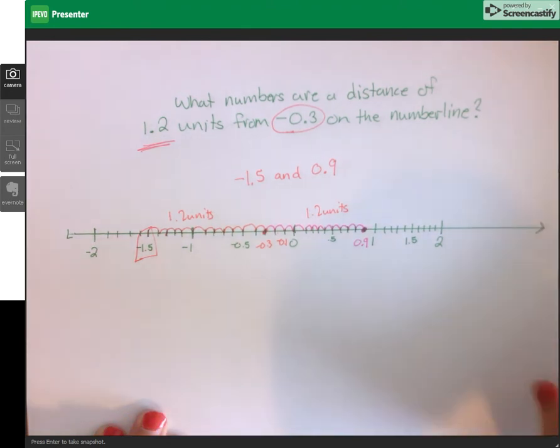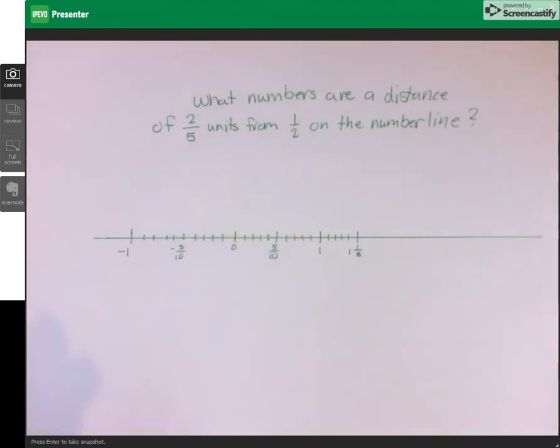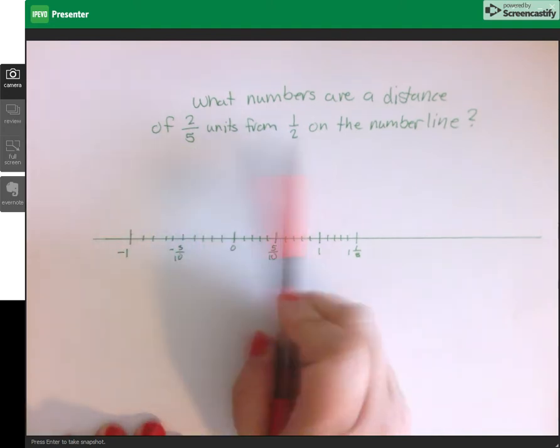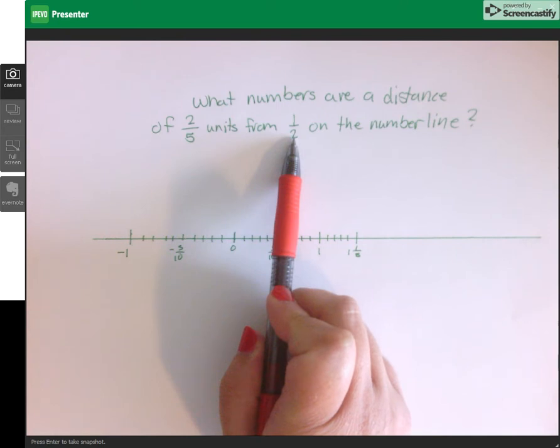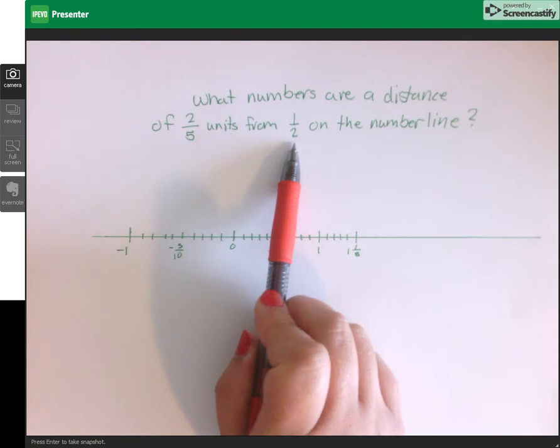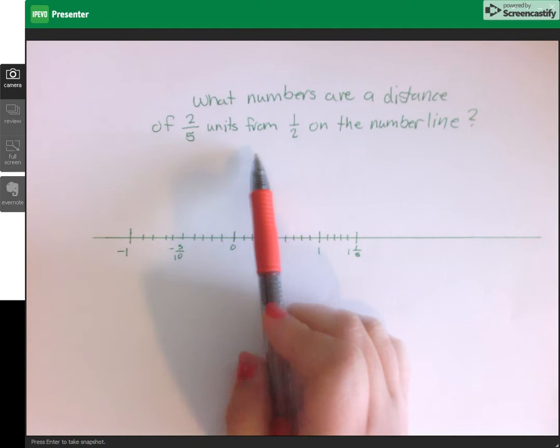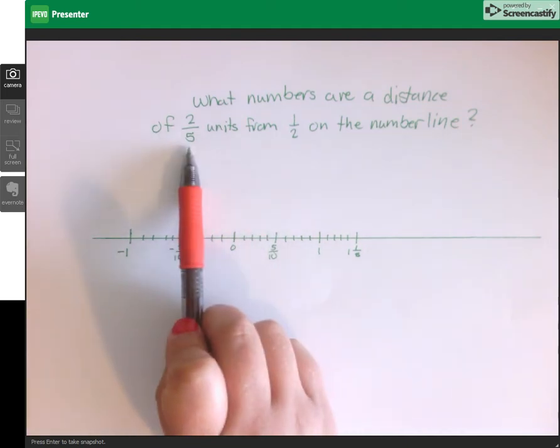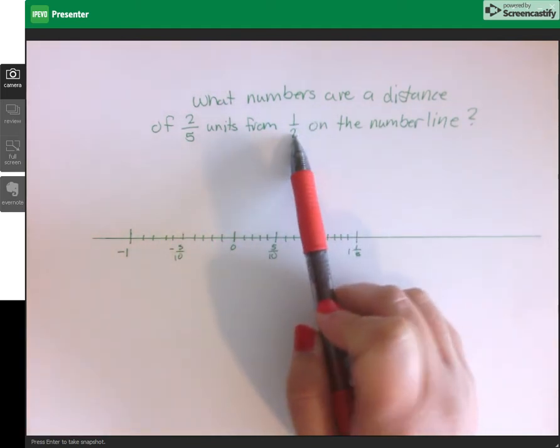All right, last example we're going to look at. These are fractions. So now we're going to look at what numbers are a distance of 2/5 units from 1/2 on the number line. You may want to stop and go, whoa, wait. We have unlike denominators. How do we do that? Great thing about fractions, we can find equivalent fractions using a common denominator. So let's do that. Let's find a common denominator. So a common denominator for 2/5 and 1/2 is 10.